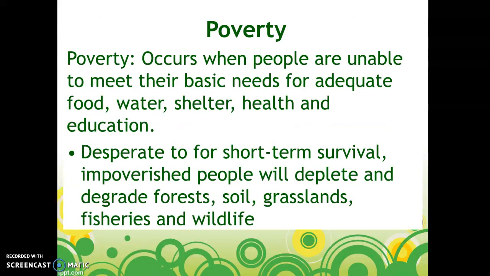Poverty is the third reason for environmental problems. Poverty occurs when people are unable to meet their basic needs for adequate food, water, shelter, health, and education. Basically, they're desperate for short-term survival. Impoverished people will deplete and degrade forests, soil, grassland, fishery, and wildlife to get what they need.